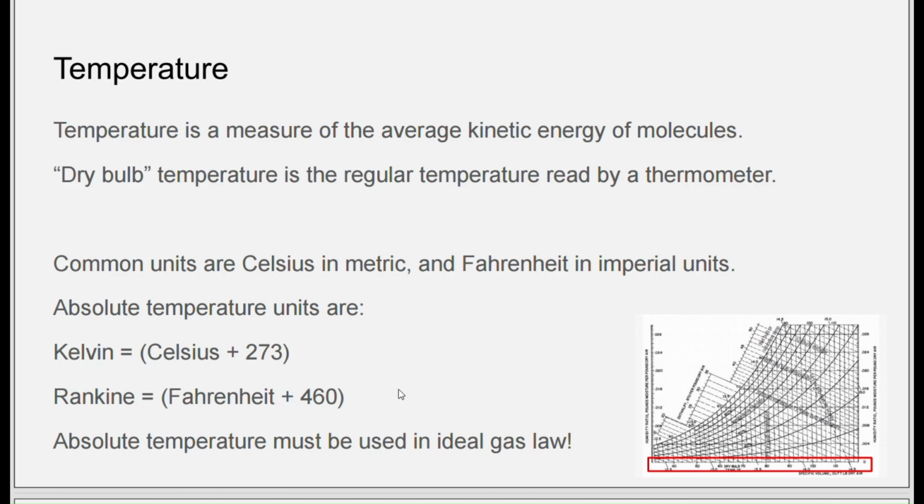If you're ever working with temperature differences, like a delta T, it doesn't matter which of those units you're in, because that 460 is going to cancel out. A delta Rankine is going to be the same thing as a delta Fahrenheit. That is not the case, though, going from a delta Celsius to a delta Fahrenheit. You've got to do your conversions from that.